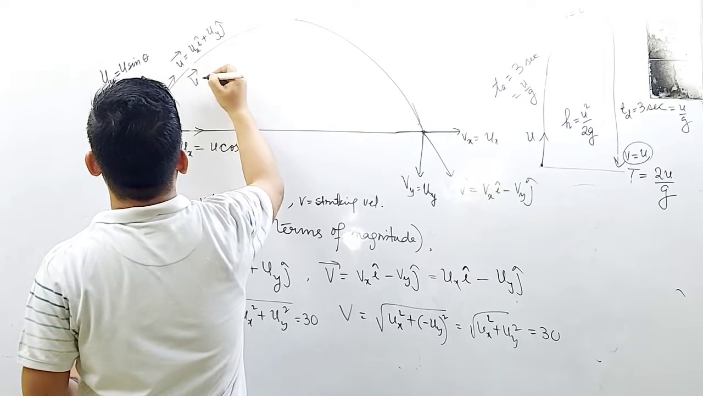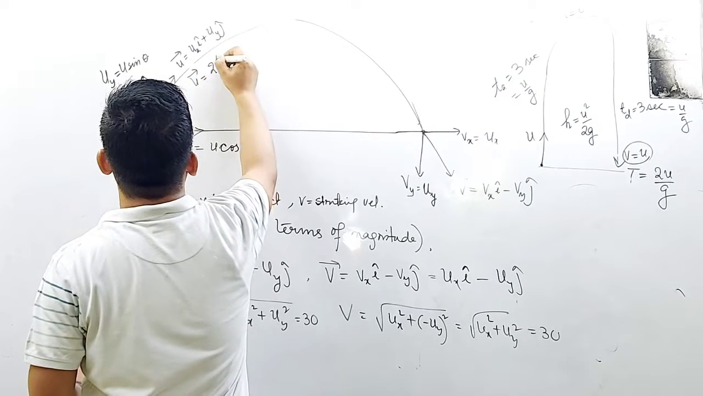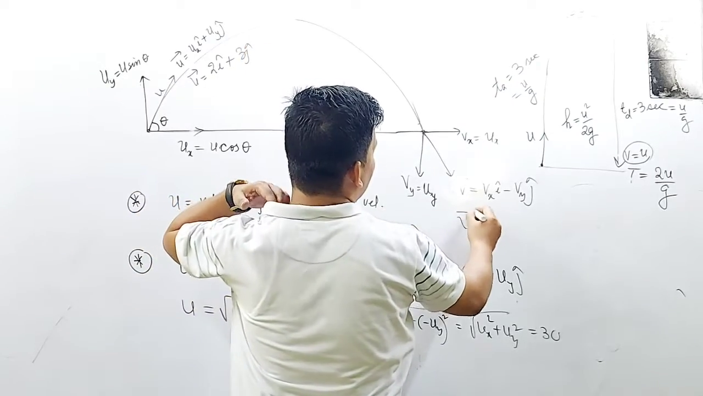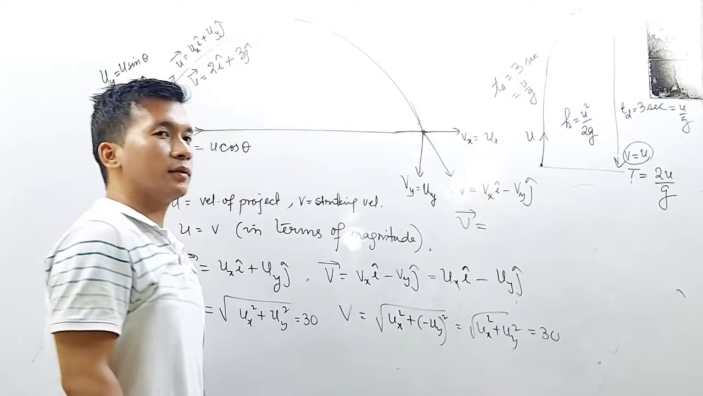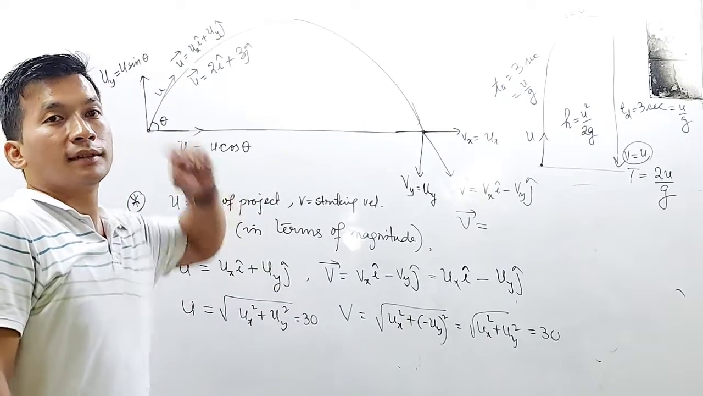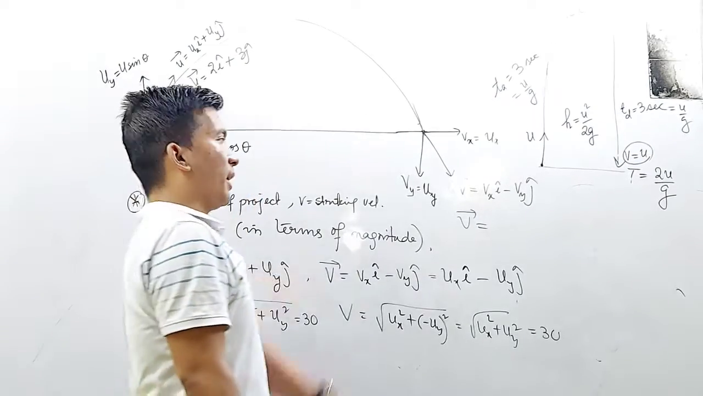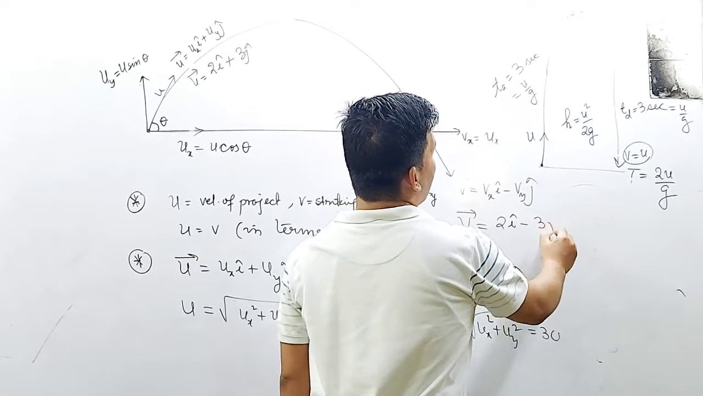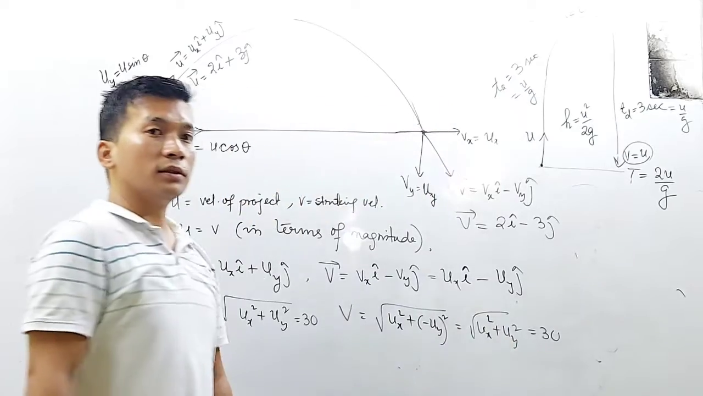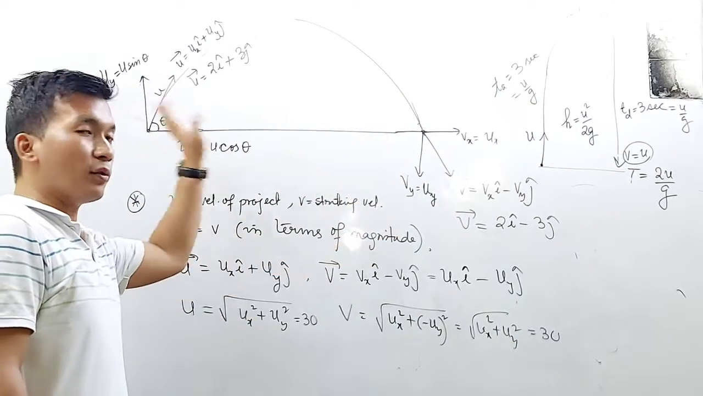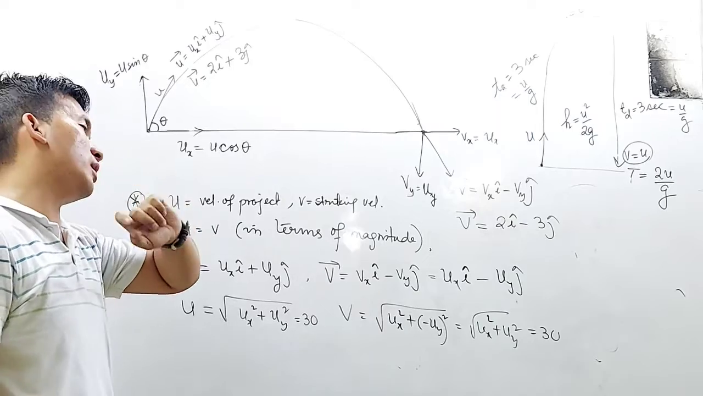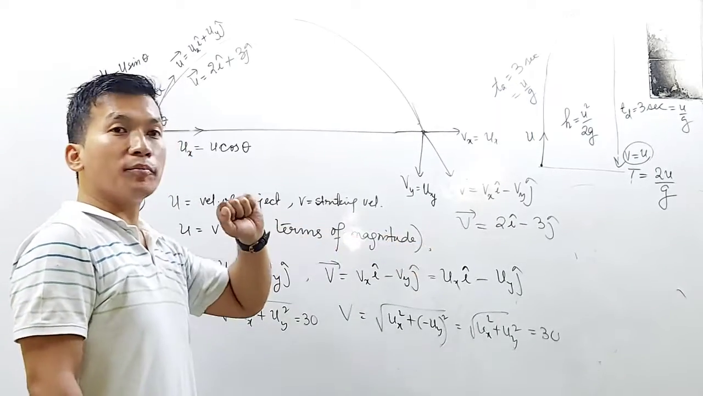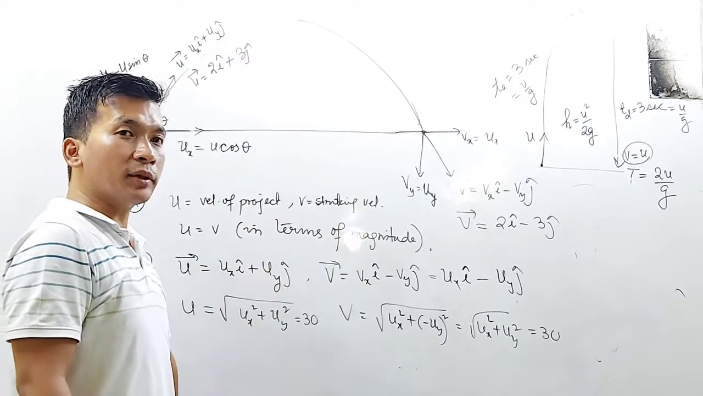The initial velocity of projection is 2 i cap plus 3 j cap. What will be the final velocity of the arrow? Just use a minus sign: 2 i cap minus 3 j cap. In vector notation, the only difference is the negative sign of the y component. That's all. Understand the moment?